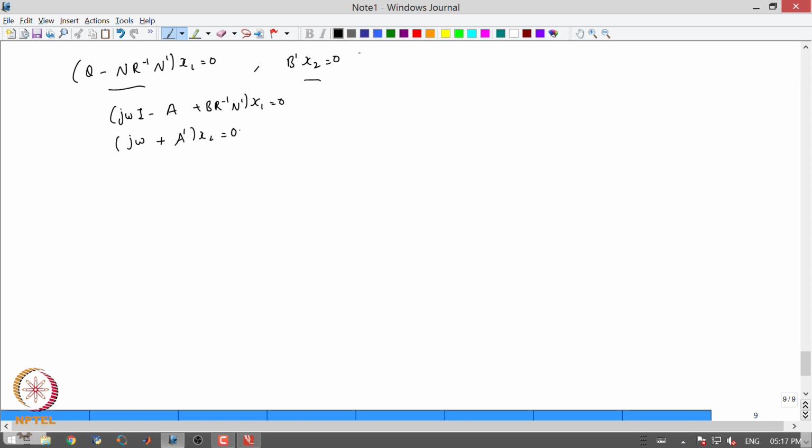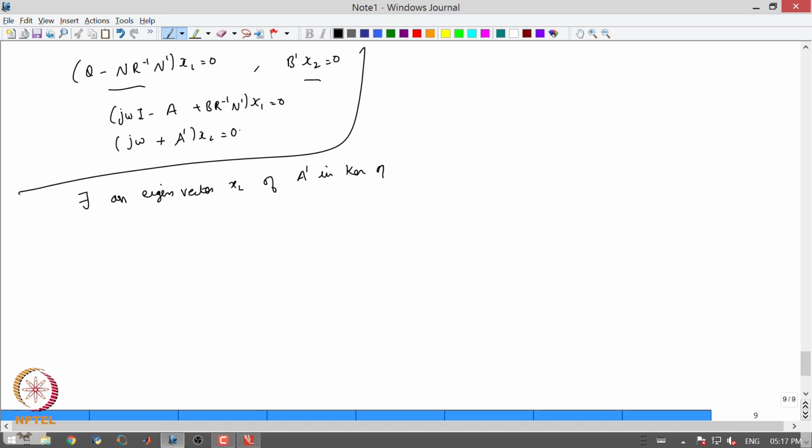Okay. Now, let us see what each of these statements mean. First, there is an eigenvector, and what is this eigenvector? This eigenvector x2 of A prime is in the kernel of B prime. This plus this means that (A, B) is not stabilizable.